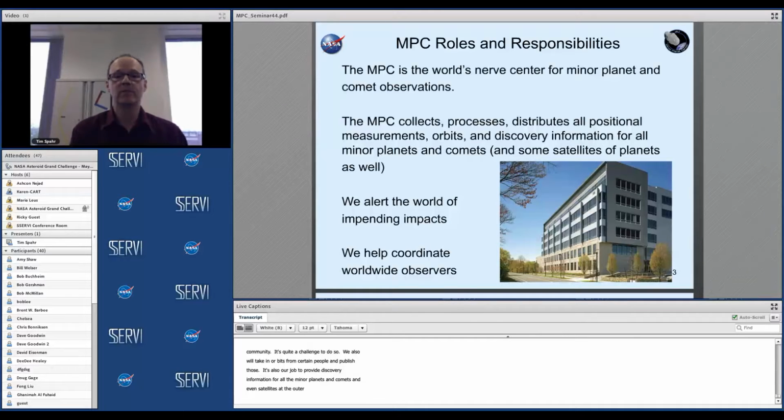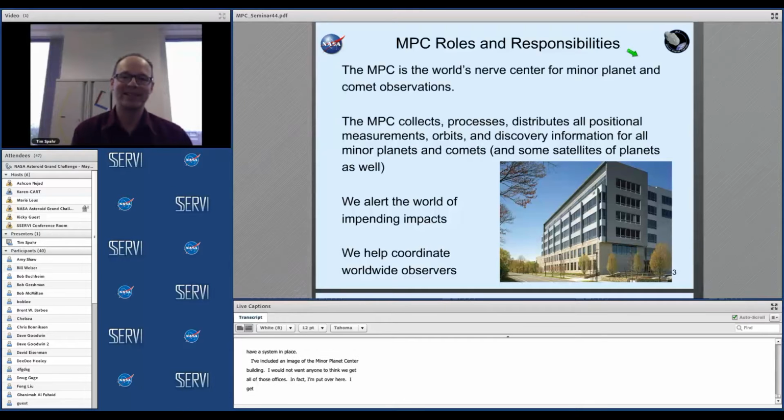One key job we have is alerting the world of impending impacts. And I'll talk about a couple of impacts that happened in the past for small objects, but it just goes to show we have a system in place. I've included an image of the Minor Planet Center building, but I would not want anyone to think that we get all of those offices. In fact, I'll put over here, I get one office sort of down in this area.